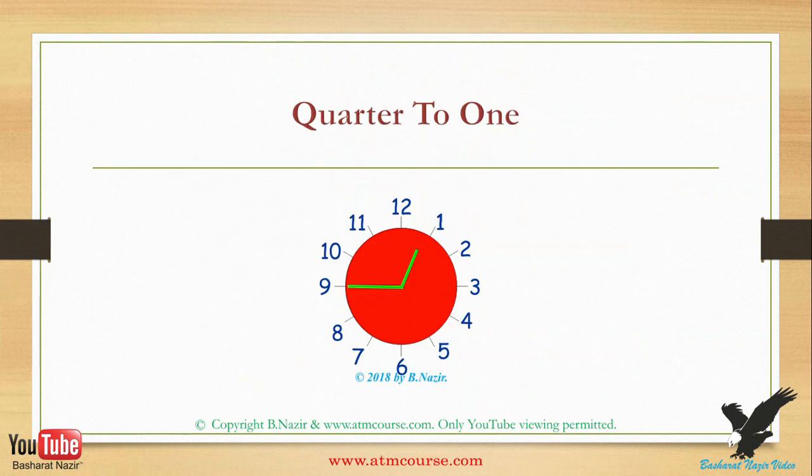This clock is showing quarter to 1, because the big hand is pointing to 9 and the small hand is close to 1. Now you say, quarter to 1. This clock is showing quarter to 2, because the big hand is pointing to 9 and the small hand is close to 2. Now you say, quarter to 2.